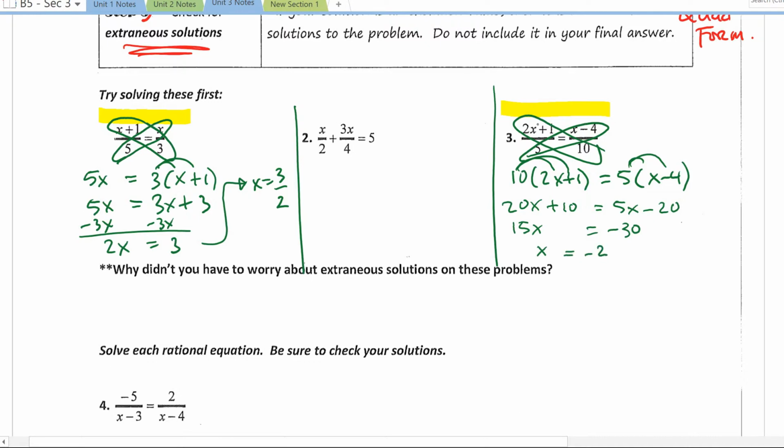Again, x can be negative 2 because your variables are only in the numerator. There's no problems that are going to go bad because of the denominator. So x is negative 2 is your correct answer.